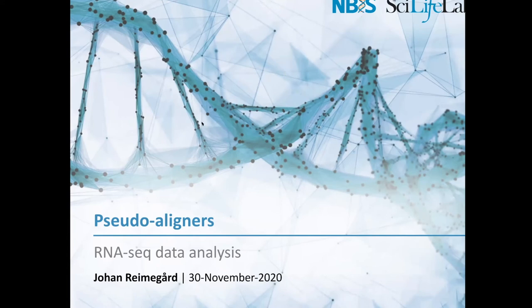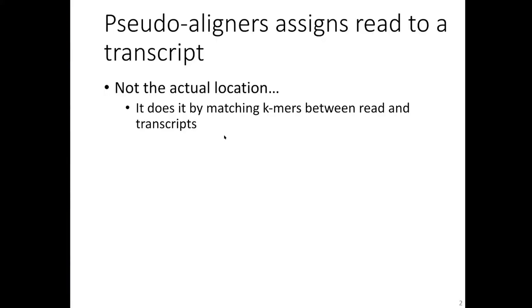So, pseudoaligners, what is it? The difference between an aligner and a pseudoaligner is that it doesn't actually find the right locations on the genome or on a transcript. It basically just matches a read to a transcript, and then that's all the information that you're going to get.